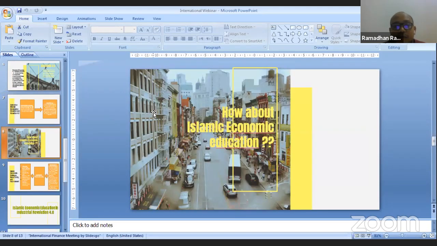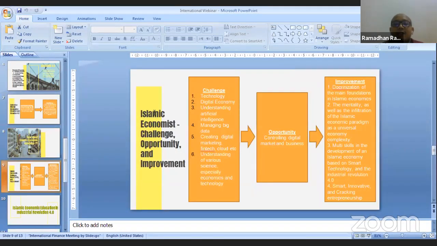So, how about Islamic education? This is the challenge that faces Islamic economics. First, technology. As we know, in Islamic economic education, there is a lack of subjects that discuss technology. Today we know that fintech and other platforms for the economy are increasing. So in Islamic economics, I think we need more subjects that talk about technology. The second challenge in Islamic economic education is the digital economy. This is a subject that is lacking in Islamic economic education.